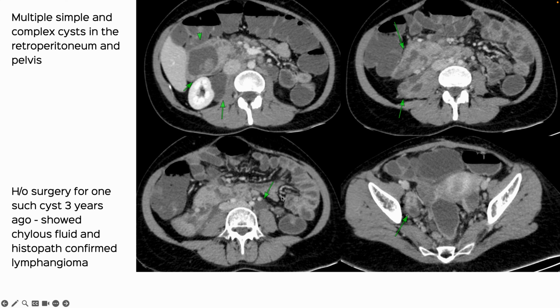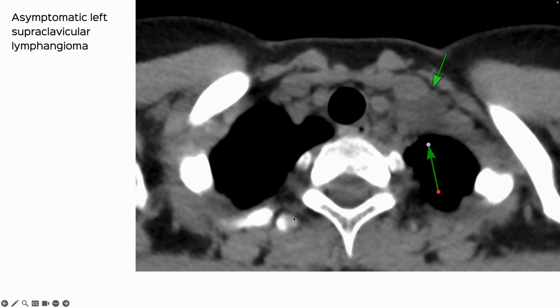And then there was a history 3 years ago of one such cyst having been operated, thinking it was an ovarian cyst, and it showed chylous fluid and histopath confirmed lymphangioma. All of these are lymphangiomas. Not only that, I found another one that's not been reported so far in this patient, a supraclavicular lymphangioma.